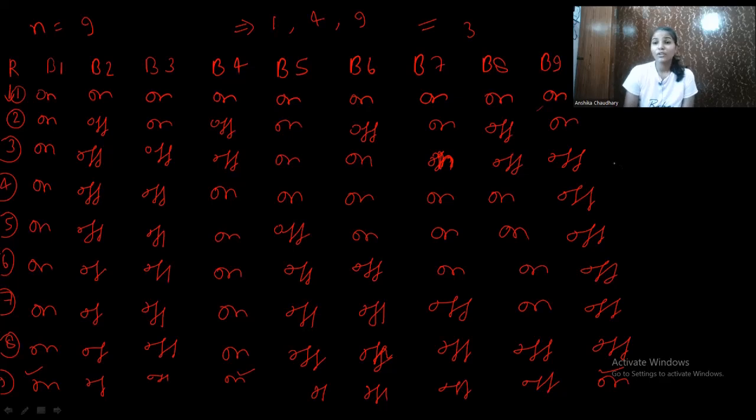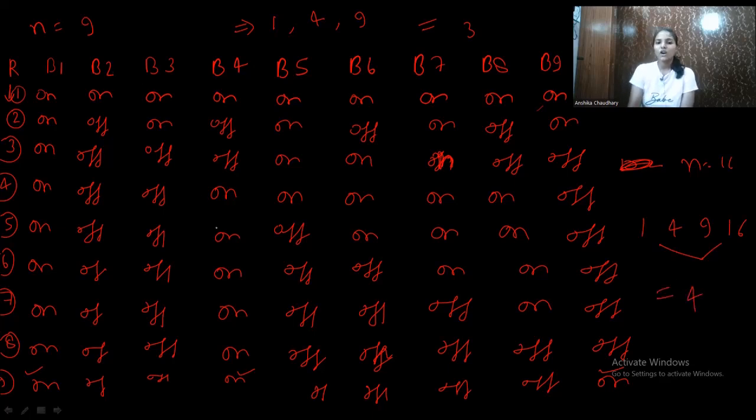Those bulbs are on at the last stage which are perfect squares. 1 is a perfect square, so it is on. 4 is a perfect square, so it is also on. 9 is a perfect square, so it is also on. 16 is a perfect square, so it is also on. So the total count at the last test case, that means n equals 16, the total number of bulbs that are on at the last time, is 4, right?